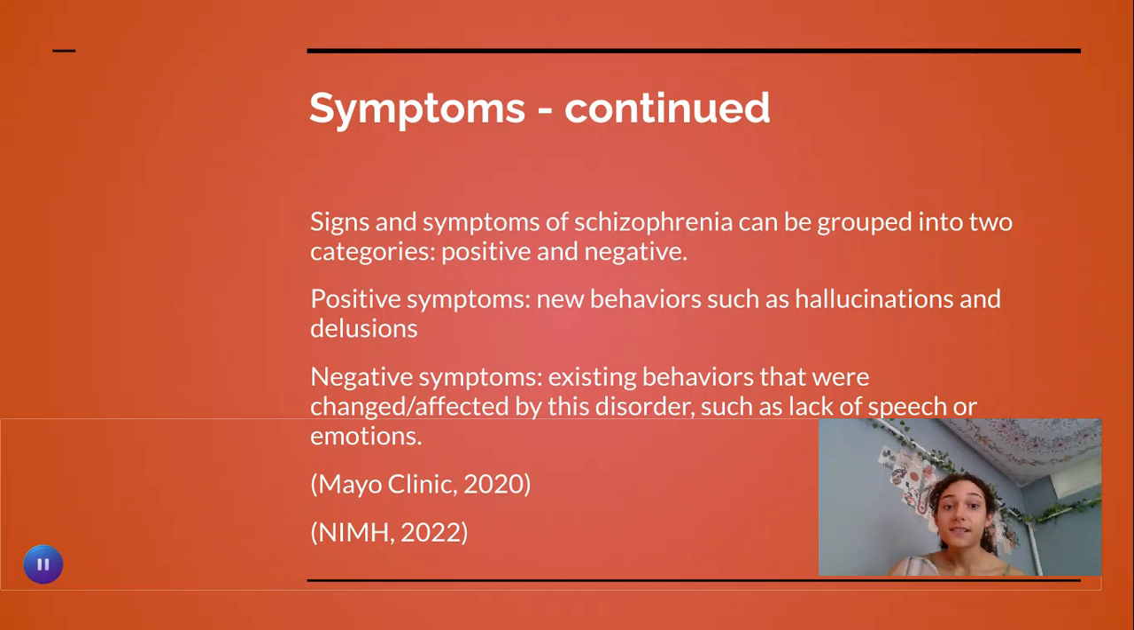Signs and symptoms of schizophrenia can be grouped into two categories: positive and negative. Positive symptoms are new behaviors that develop after you get schizophrenia, such as hallucinations and delusions. Negative symptoms are behaviors that you did have, but they were changed or affected by this disorder, such as your speech or your emotions.